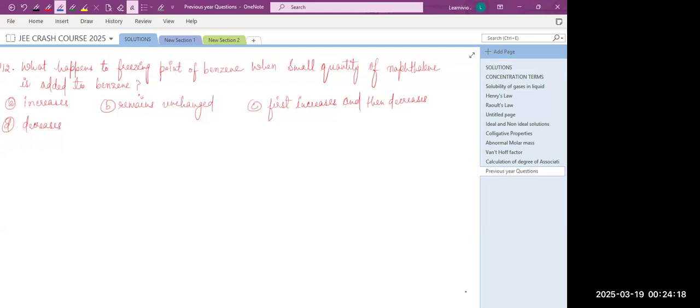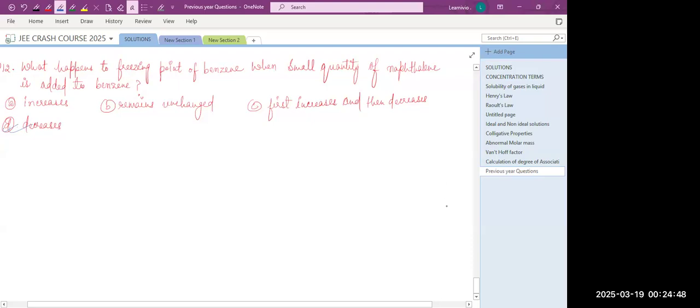We have done it yesterday. Yes, it decreases. When we add a solute to the solvent, what happens? The freezing point decreases, right? What will be the option? Decreases. On addition of naphthalene to benzene, there is a depression in the freezing point of benzene, right? So option D will be your correct answer.